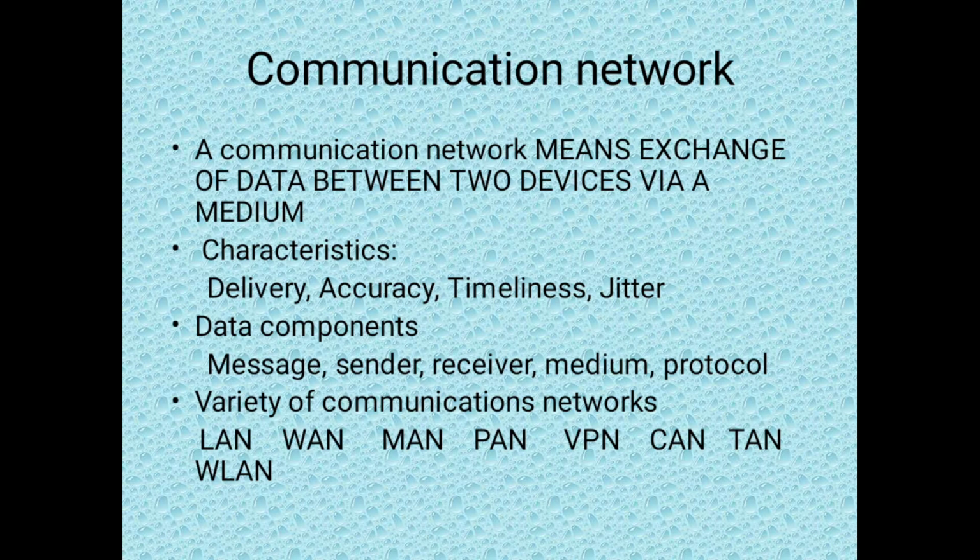Next, communication network. What is a communication network? A communication network means the exchange of data between two devices via a medium. What are the characteristics of a network? A network should be perfect in delivery. It should have high degree of accuracy. It should follow timeliness, and it should avoid jitter or any loss of data. The data components used in the computer networks are message, sender, receiver, medium, and the protocol.